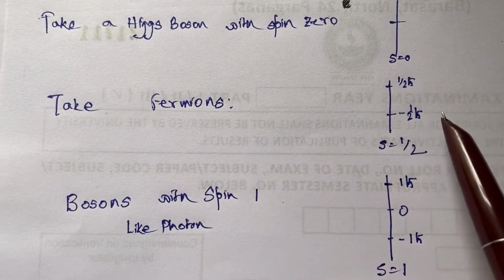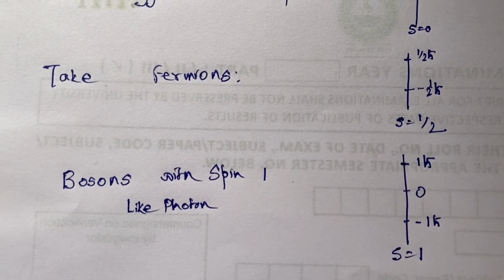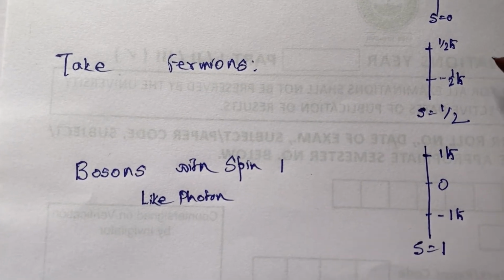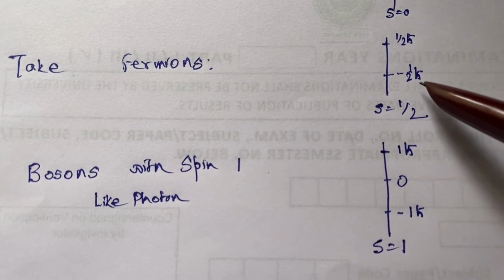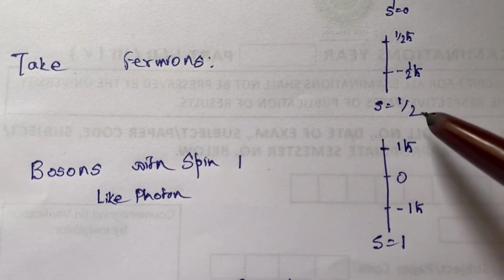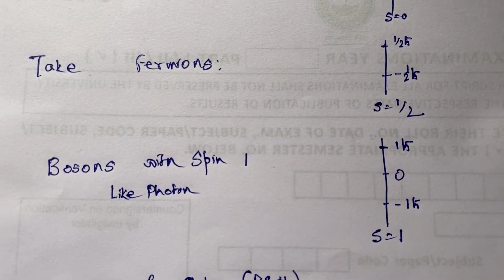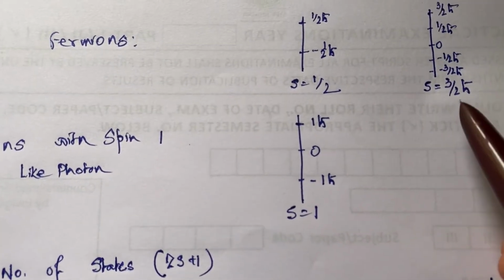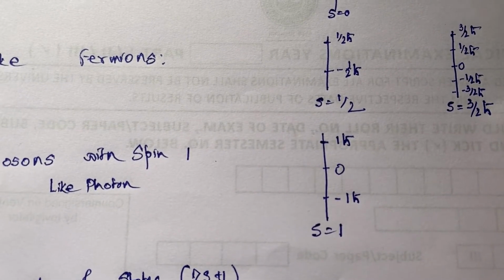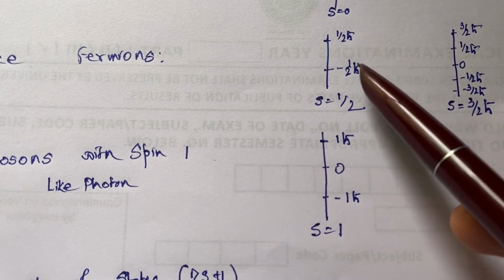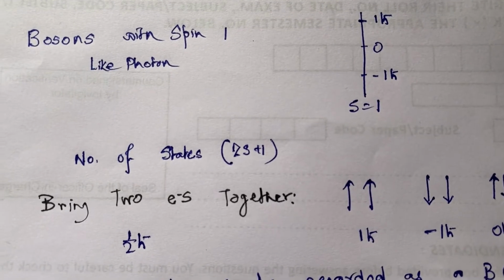If I take fermions of spin half, fermions are particles with half integral spin. For s equal to half, two states are there, which are plus half h cross and minus half h cross. And if we find twice s plus 1, I will get 2 also. And for s equal to 3 half, I will get 4 states. But we need to keep in mind that within two consecutive states, the difference of angular momentum must be equal to 1. That restriction should be maintained.